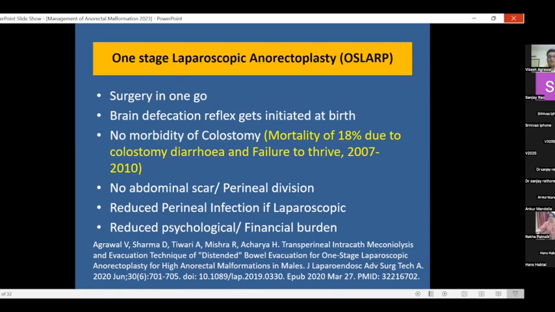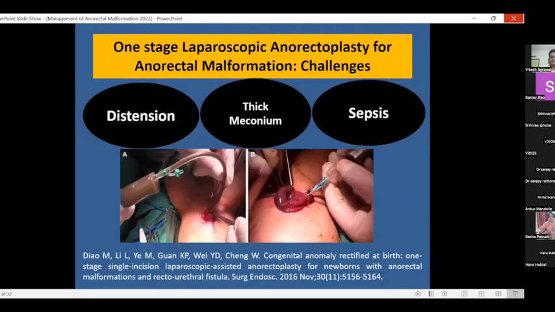If we adopt a laparoscopic approach for anorectoplasty, obviously there is reduced perineal infection, because in the PSARP approach there is a midline scar with stool coming out, which very commonly leads to perineal infection, which can be very disastrous in cases of anorectal malformation. And obviously there is reduced psychological burden on the parents, and financial burden is reduced.